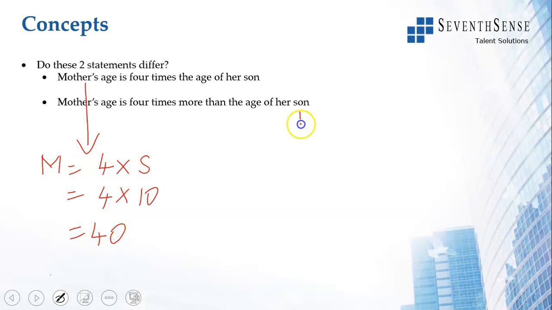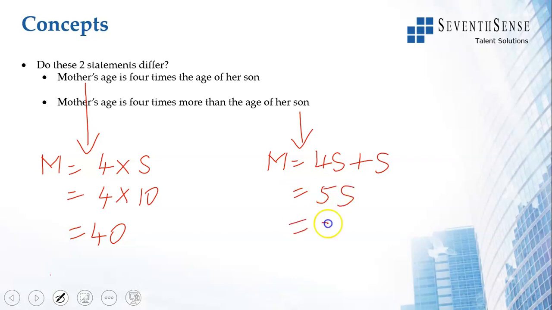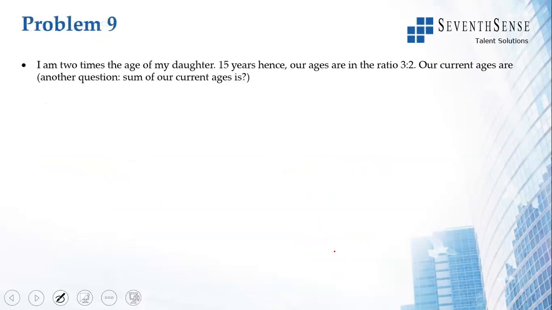Now in the second statement, mother's age is 4 times more than the age of her son. Mother will be 4 times more than the age of her son. Okay, so this would mean 5s. 5 into 10, 50. Mother is 4 times son's age, mother is 4 into s. Mother is 4 times more than the age of her son, mother is 4s plus s. Mother is 5s. Okay, so just remember this concept when we are solving problems here.